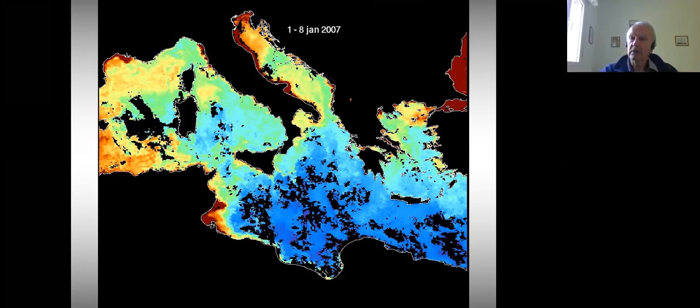But still, you can see that a lot of black areas remain due to the presence of the clouds. And here, essentially, you can see the known pattern that we have already studied. This is the chlorophyll, as I told you.